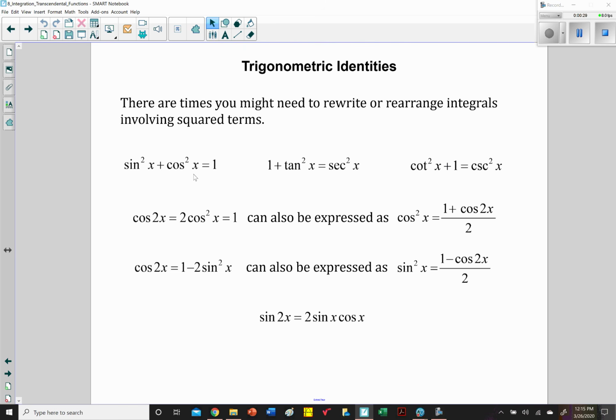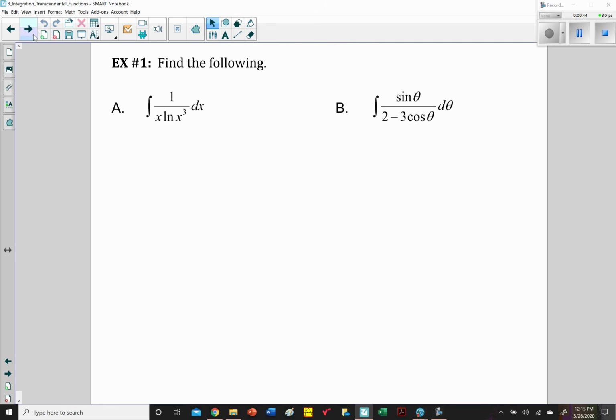There's also times when we might want to use identities, double angles, and some of the Pythagorean triples, power reducing. So let's look at this first example. We want to use a u-substitution right away.